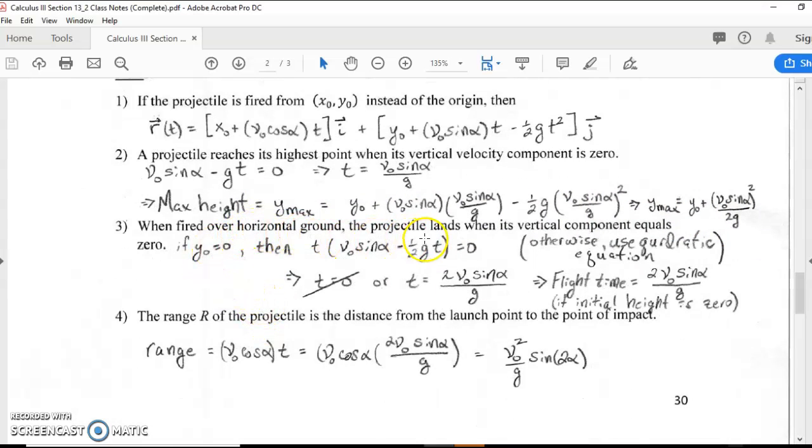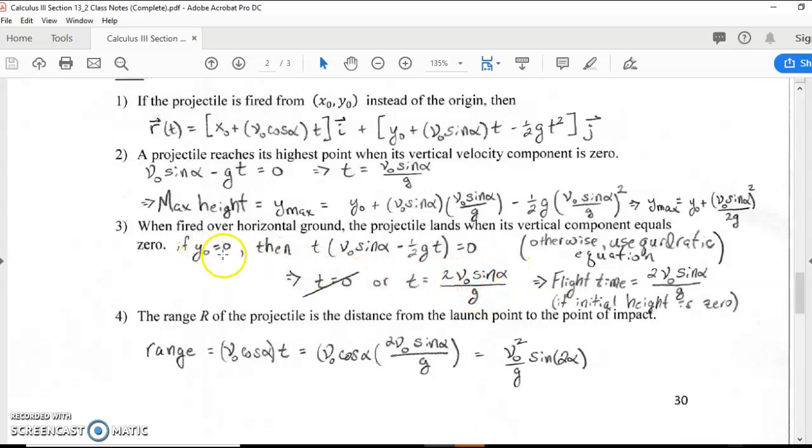Now, when fired over horizontal ground, the projectile lands when its vertical component equals 0. So if y naught equals 0, then when its vertical component equals 0, you would have this equation because y naught is 0. So t times v naught sine alpha minus 1/2 gt would equal 0. Right, I've factored a t out of these two guys. So you can solve that for t. Then t is equal to 0. Well, that's not the case. That's when it's initially shot. So when it lands would be the other value of t. Solving this one for t right here, you get t equals 2 v naught sine of alpha divided by g.